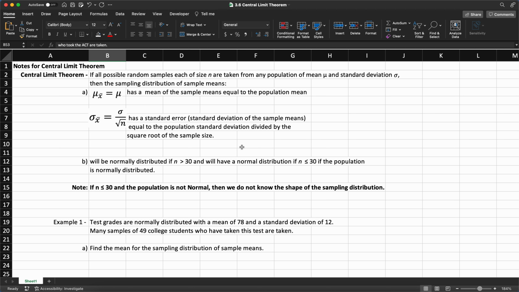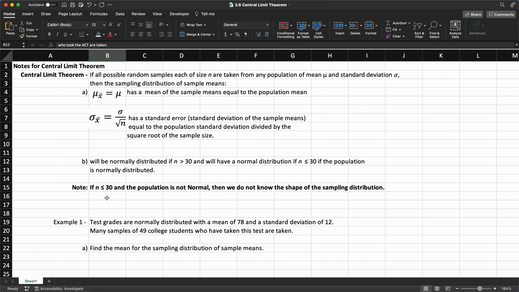What's also true about taking all these random samples and finding the mean of them is that the means will be normally distributed. They'll follow the normal curve if the sample size of each sample is greater than 30, or even if the sample size is less than 30, if the population was already normally distributed. Then even if I take a sample size of 3 out of that population and I repeatedly do that, the mean of the means will also be normally distributed.